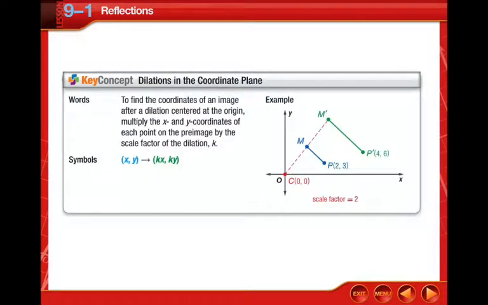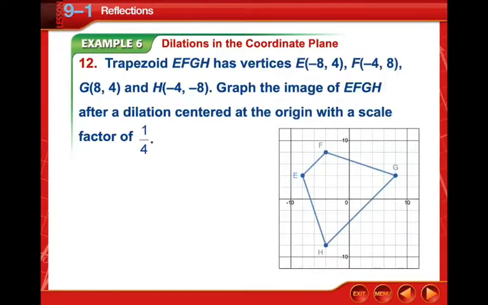We got one left. So dilations in the coordinate plane, all you do is multiply the coordinates by whatever k is, your constant or scale factor. So here we have this trapezoid. We want to dilate it. Now, typically, when you think of dilating, you make things bigger, but sometimes you make them smaller. So we're going to dilate it by a factor of 1/4. So all that means is we're going to multiply it by 1/4.